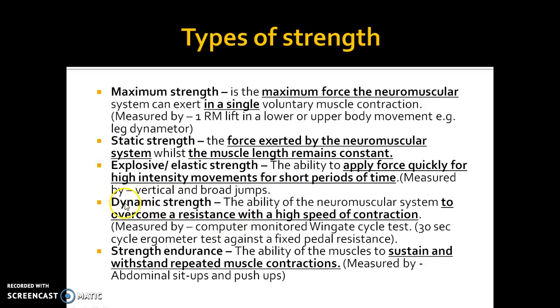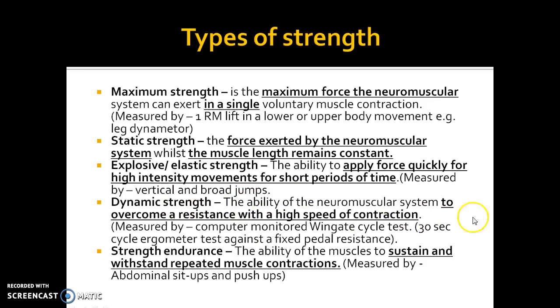Okay, from there then, next one, dynamic strength. So this one again is the neuromuscular system, and the key thing here is to overcome a resistance with a high speed of contraction. Now this is done on something called a Wingate cycle test, which basically is a weight added to a cycle ergometer. When you're on the cycle, you keep riding it and have more weights put on it, and you go explosively as fast as you can against a resistance, which is the weight put onto the bike where you're pedaling. That is an example of dynamic strength.